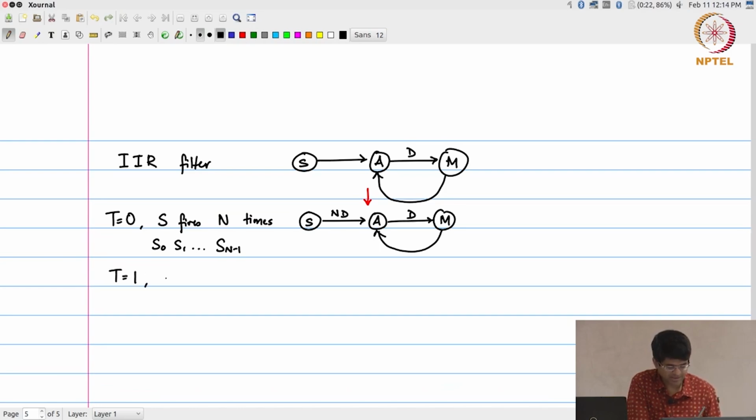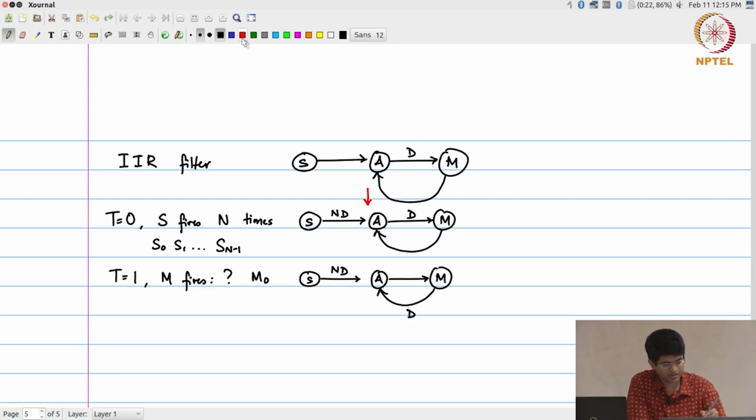At t equal to 1, let us say M fires. How many times can it fire? It can fire only once, right. So basically only M0 can fire over here. What ends up happening as a result is, I have this n delay sitting over here. It is just that the one token that was at the input of the M now comes to the output of M.